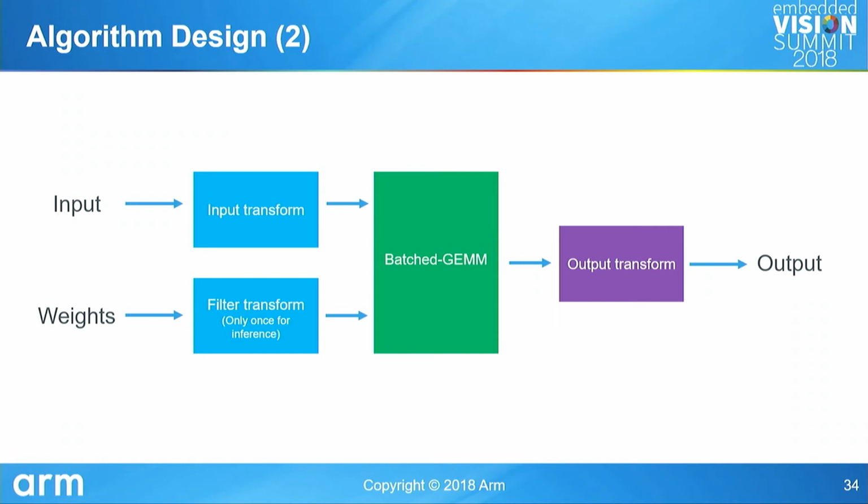So we have the input, which passes through the input transform. We have the weights, which pass through the filter transform. We have the batch GEMM, which now is not anymore a single matrix multiplication. We are going to have more than 1 multiplication in parallel. In particular, for this case, we are going to have 16 GEMMs in parallel. And at the end, we need an output transform to obtain the correct result.